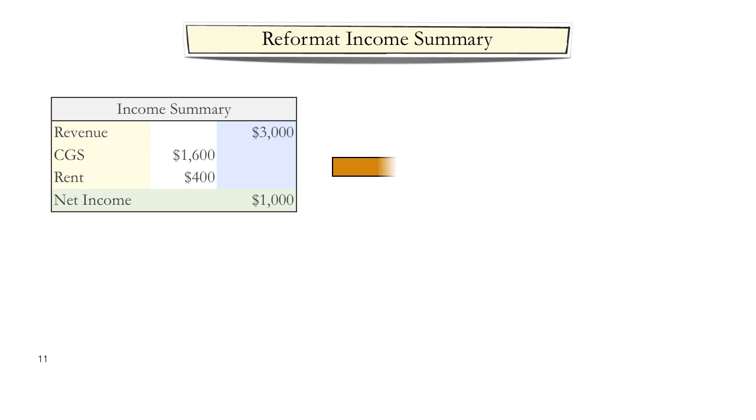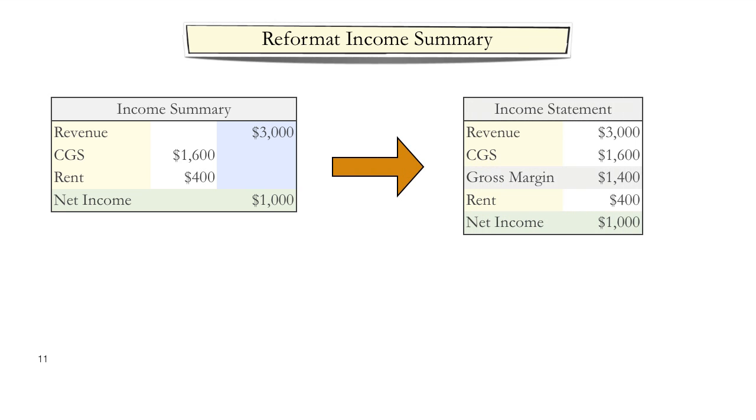So we reformat the income summary into proper GAAP formatting. So in this case, we have a very simple two-step income statement. Revenue minus cost of goods sold equals gross margin. Subtract operating expenses, which in this case is only rent of $400. And you can see we now have a net income of $1,000. At this point, we're almost done with part one, but we have a few more loose ends to tie up.